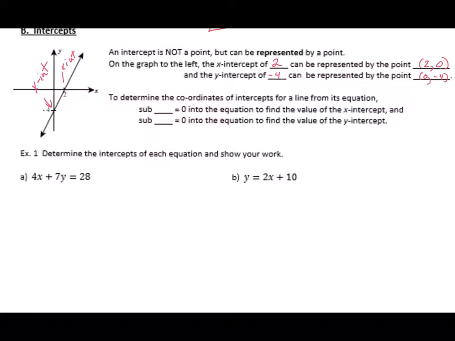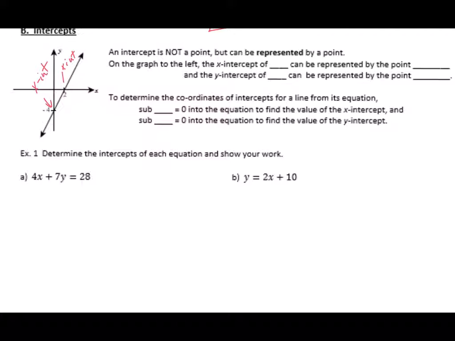Now, when we want to determine the coordinates of any intercepts for a line in this equation, we got to sub basically this. If we want the x-intercept, we want to set y equals 0. If we want the y-intercept, we want to set x equals 0. So when we do these problems, I expect you to label what you're trying to calculate and explicitly state that you're either letting x equals 0 or y equals 0, and then come up with your final solution for your x-intercept or y-intercept.